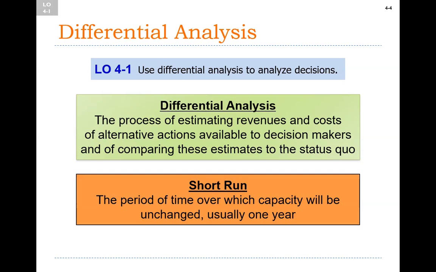We're looking at differential analysis from the perspective of a short run and a long run. Short run, I'm looking usually at 1 year, where capacity is typically unchanged. And when we're talking about capacity, we're talking about if we're working in a production facility and there are a certain amount of units that production facility can produce over a year, typically capacity is unchanged from 1 year to the next. When we look at decision making in the long run, then capacity does change, and we'll have to consider some different factors.